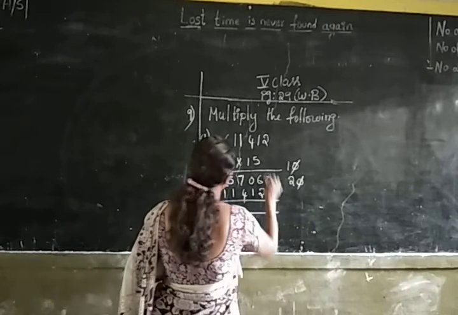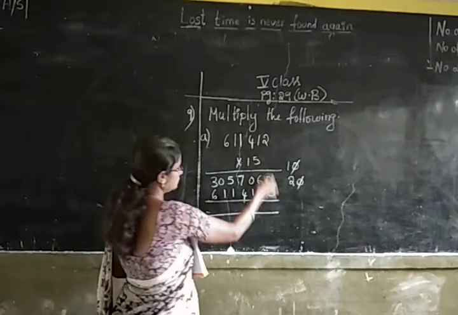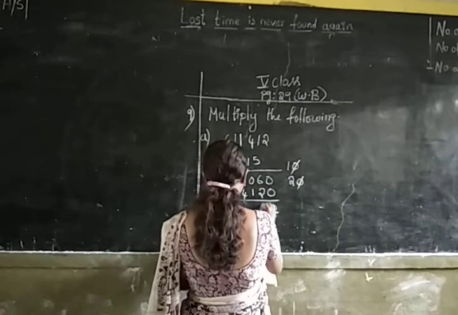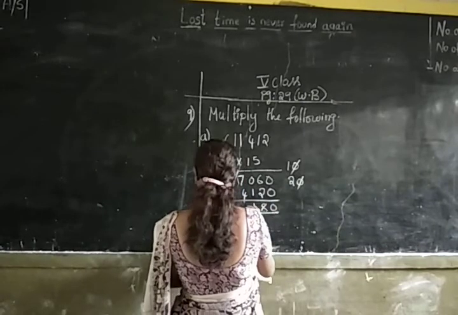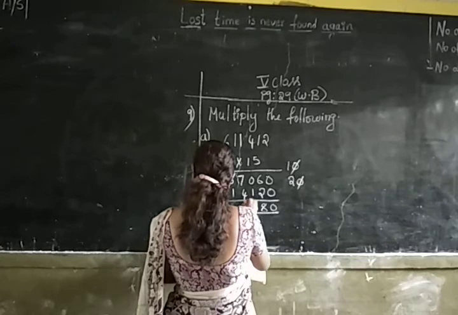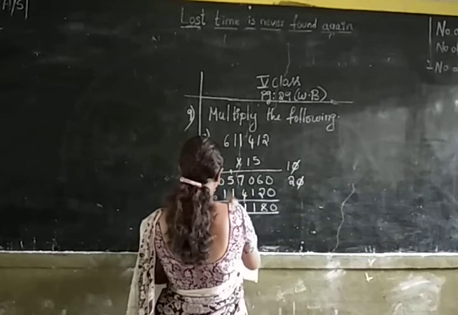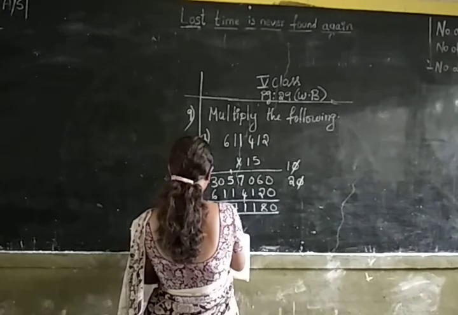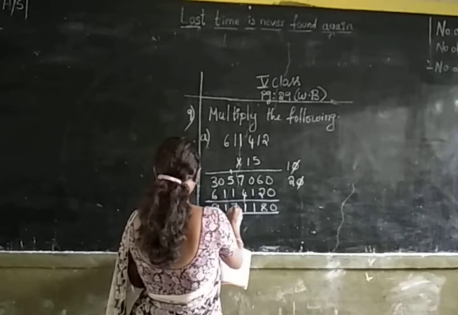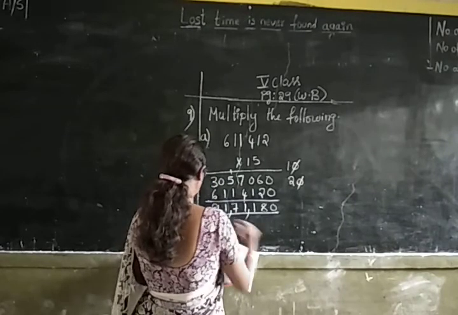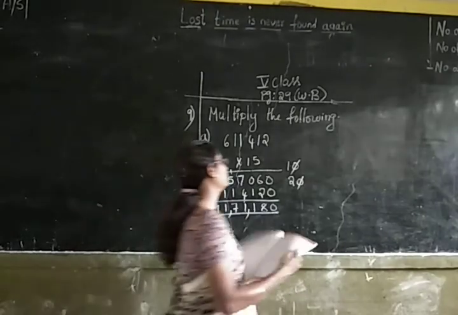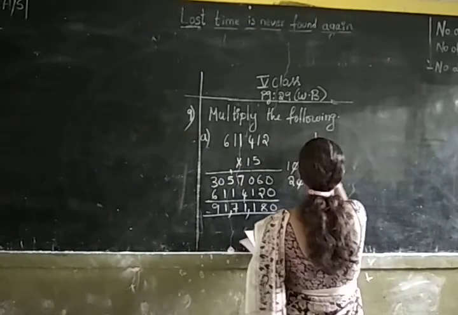After multiplying with both the numbers, you have to add these two numbers. Okay. 0, 8, 1, 11, 7, 1, 9. So the answer is 91,71,180. Now let us do the B sum.